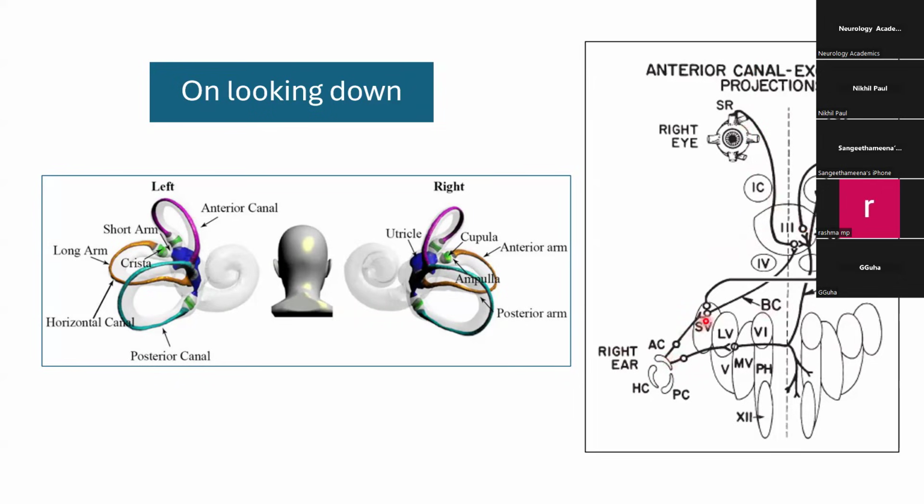There are two other pathways that are described. This is mainly in cats and other feline animals. From this anterior canal, it can go via the superior vestibular nucleus.